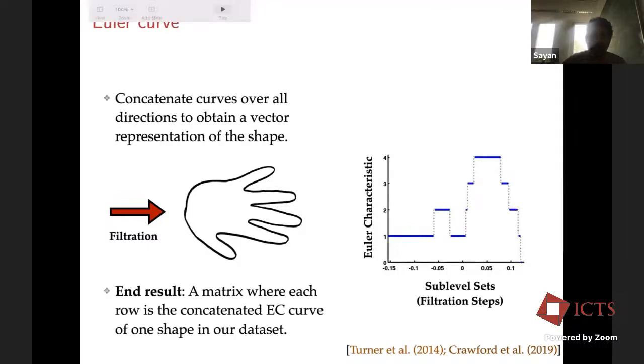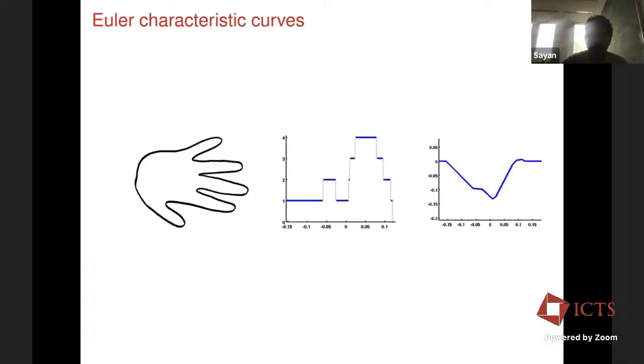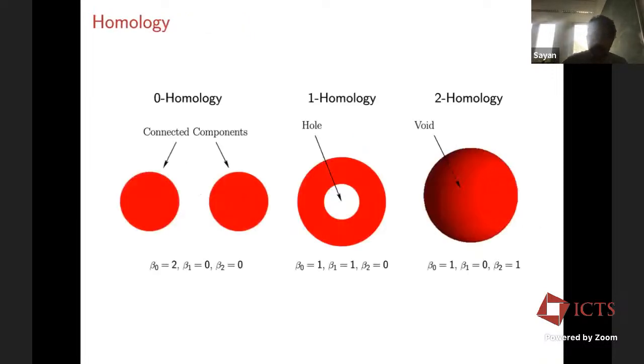So what you get at the end of the day is a matrix where each row is the Euler curve of our shape. And what this is actually capturing are the changes in critical points: maxima, minima, inflections, corners, and discontinuities. And what I have on the far right is what we call the smooth Euler characteristic curve, which is taking the Euler curve, integrating it, and zero-meaning it.